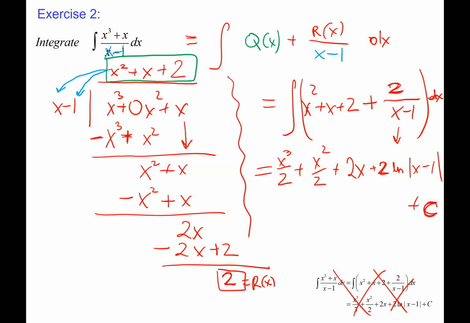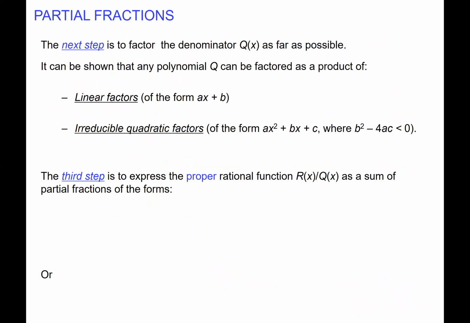Okay, now let's focus on the 3 different types of proper rational function. What is the next step? If we have a proper rational function, we will always look at the denominator. Having a proper rational function, we look at the denominator, and we have to try to factor it out as far as possible. We may have all linear factors. That's what we just did.